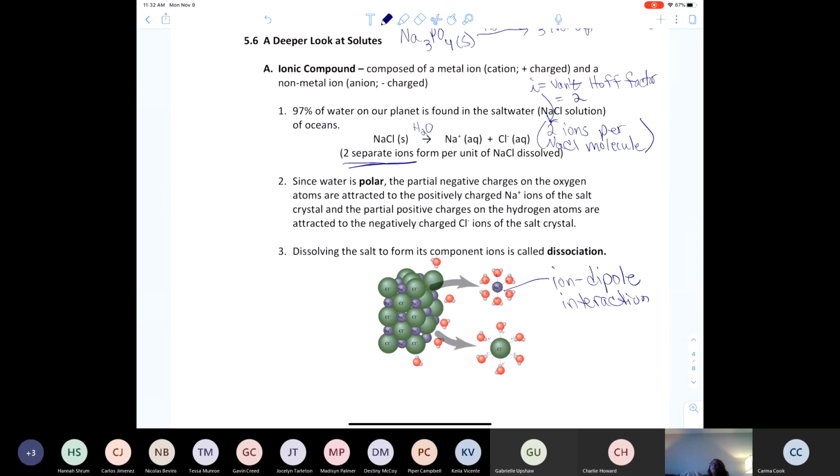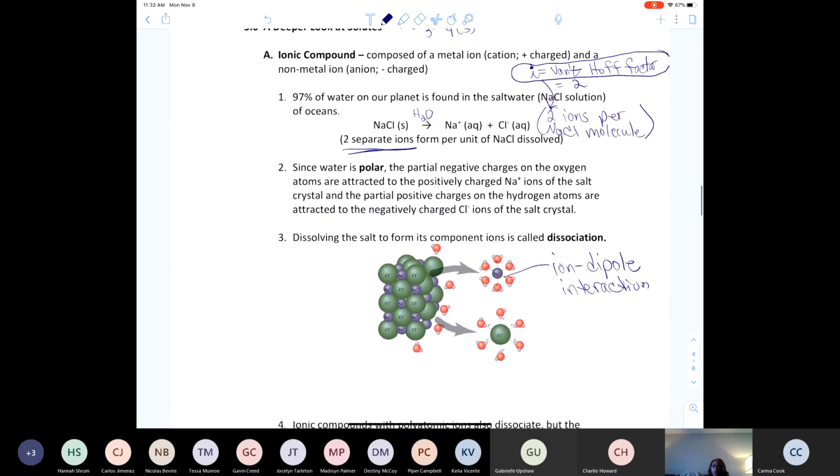And the number of units or ions that dissociate is called the Van't Hoff factor. So sodium chloride has a Van't Hoff factor of 2 because per molecule of sodium chloride that dissolves, you get 2 different ions in solution. And the Van't Hoff factor is abbreviated with a lowercase i.